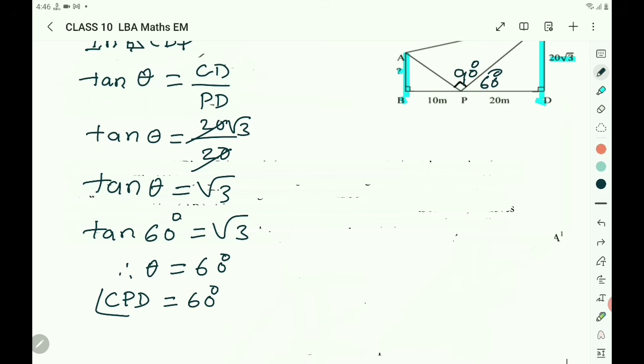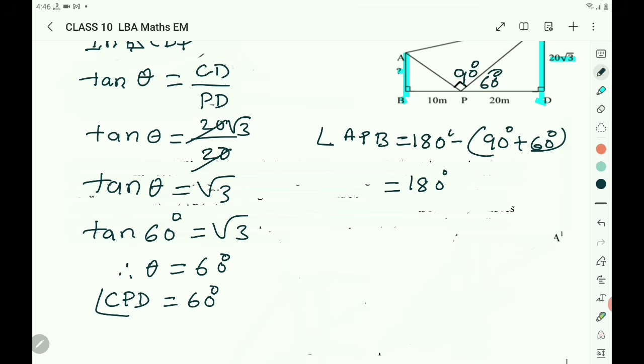Then you take angle APB is equals to what? 180 minus sum of the angle 90 and 60 is equals to 180 degree minus sum of these two, which is 150. 90 plus 60 is 150. You got angle APB is equals to 30 degree. And it is 30 means you can get the AB.